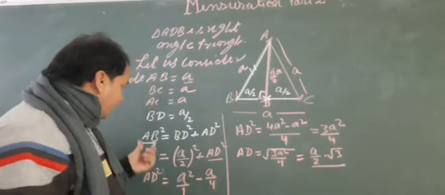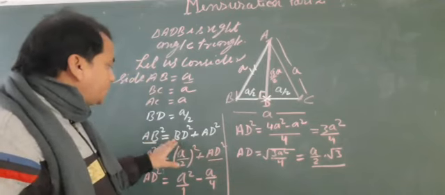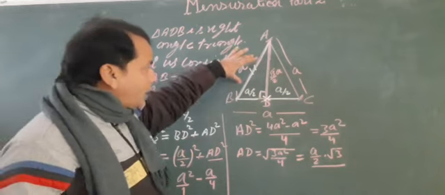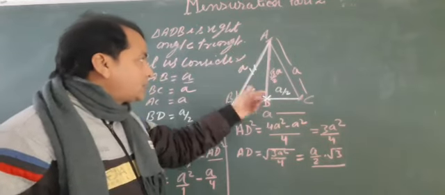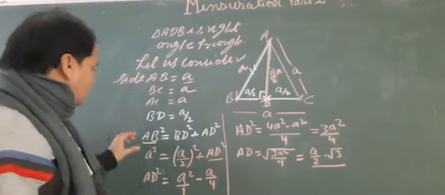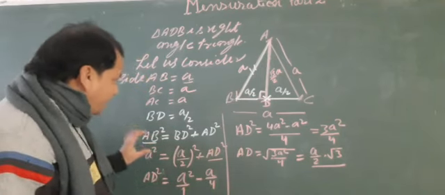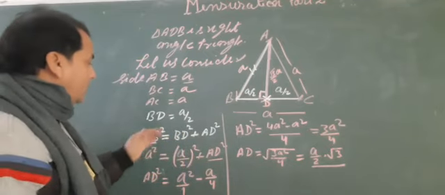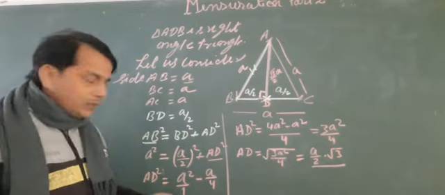Then AB square equal to BD square plus AD square. AB is the hypotenuse, BD is the base, and AD is perpendicular. Then AB square equal to BD square plus AD square. So put the value of AB and BD in this equation.